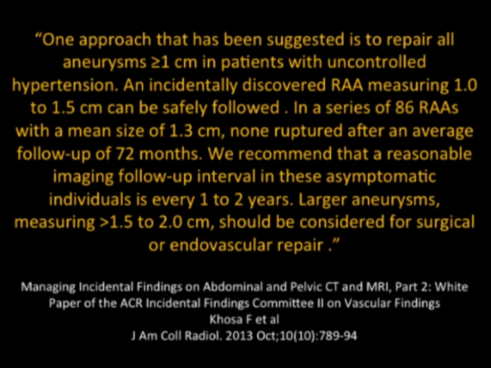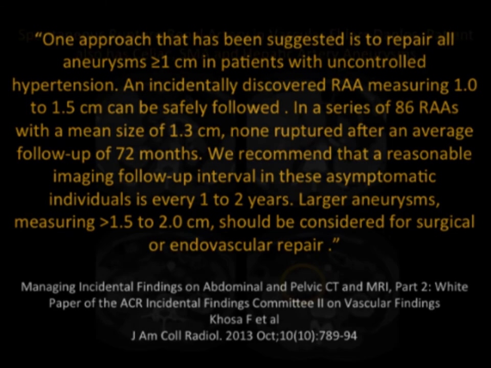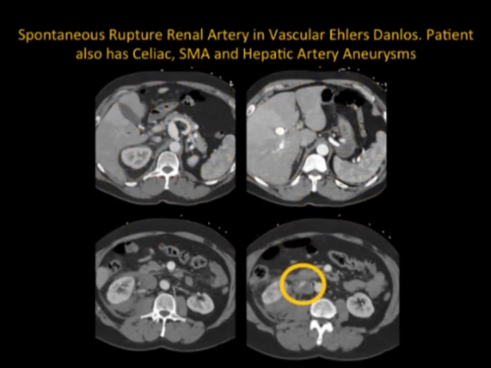Now, in saying that, if you have a patient who has a syndrome, you need to be careful. This patient has vascular Ehlers-Danlos syndrome. They get multiple aneurysms. You look at the right kidney in this case, and look at the liver. In the liver, there's a hepatic artery aneurysm. And this patient previously had a right renal artery aneurysm.